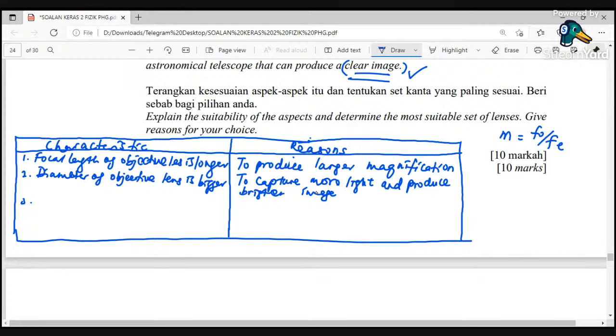The third is convex lens for the eyepiece.